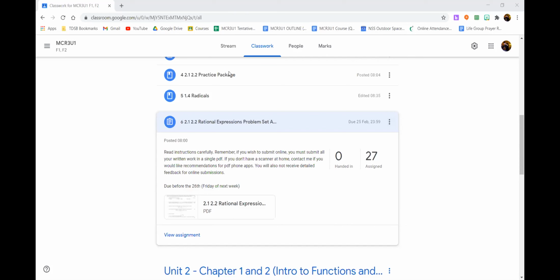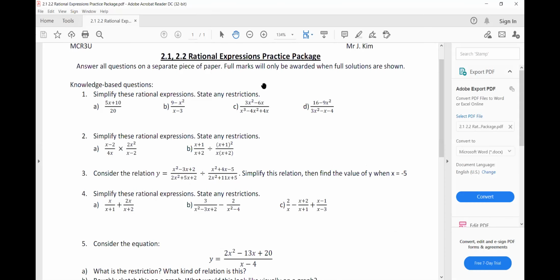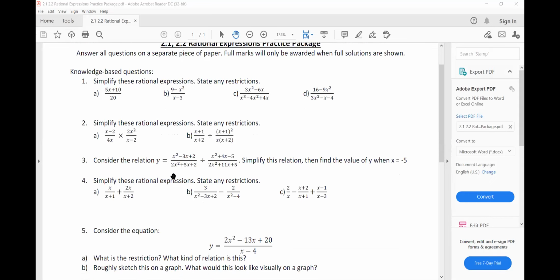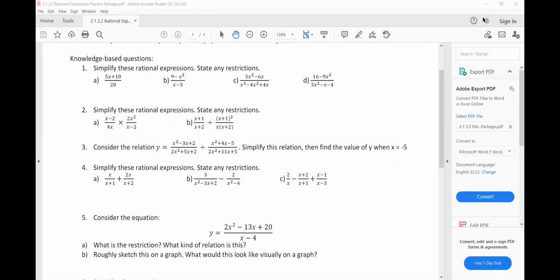So I'm going to go back to sharing our rational expressions practice package. So annotation, pen. Here we go. Questions 1, 2, 3, and 4 are very similar to the ones I already practiced with you, so I'm just going to skip that a little bit. I want to get started on some of the more creative questions because it's essentially the first time you've seen it.